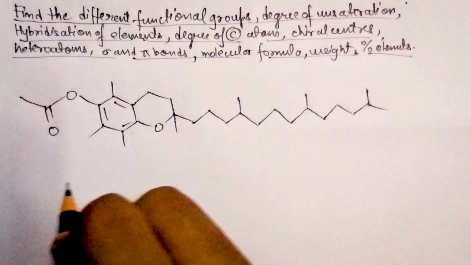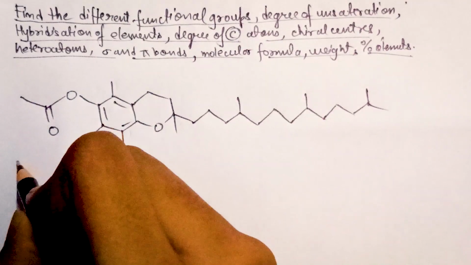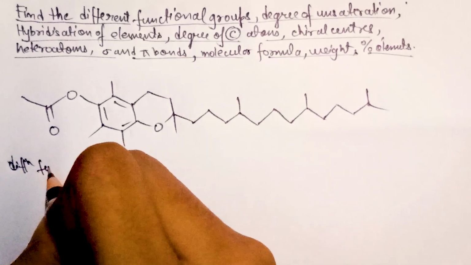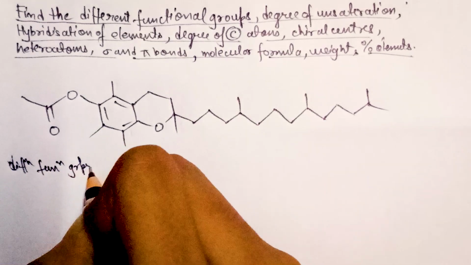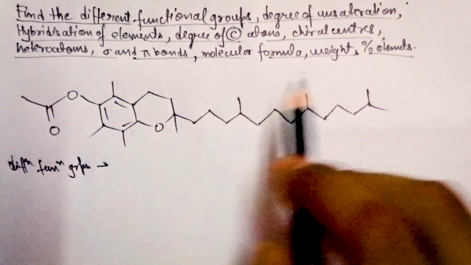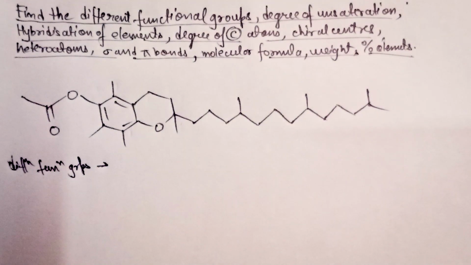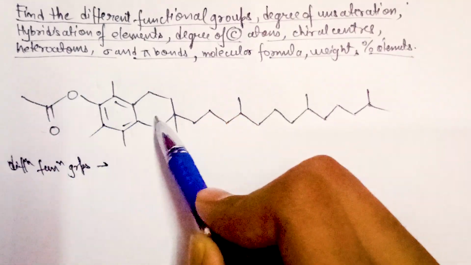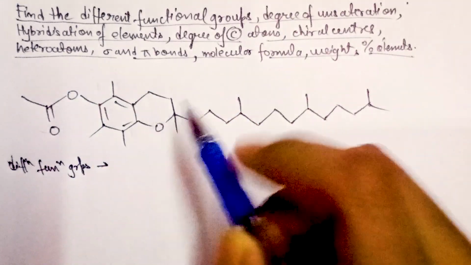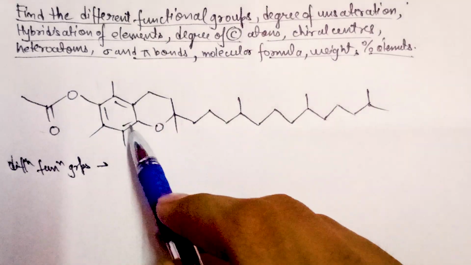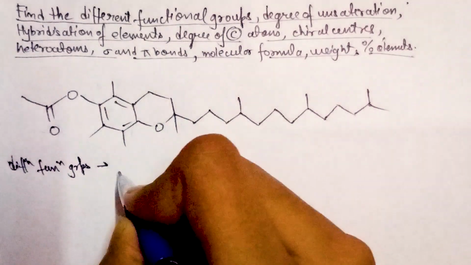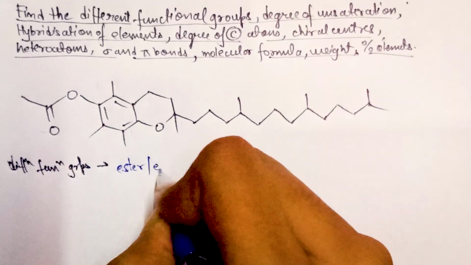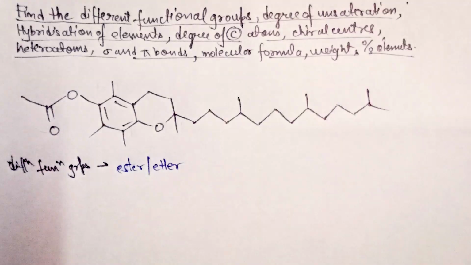Firstly, we'll find out the different functional groups in the molecule. Clearly, in this molecule, we can observe two functional groups. They are this ester, and this is an ether group, especially alkyl aryl ether. So there is one ester and one ether functional group.